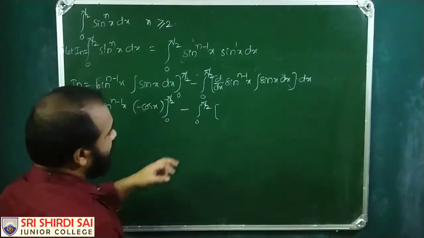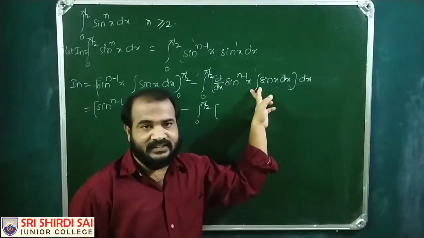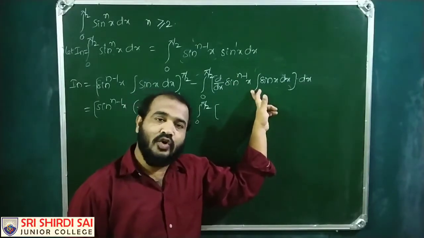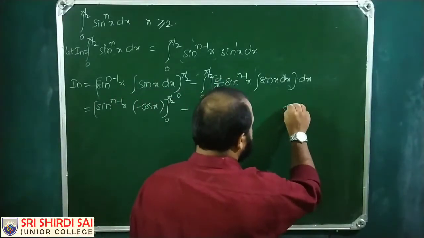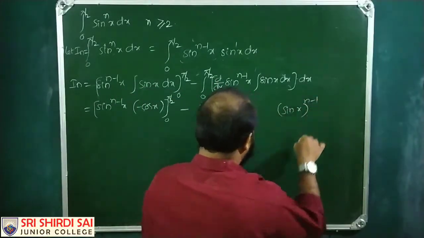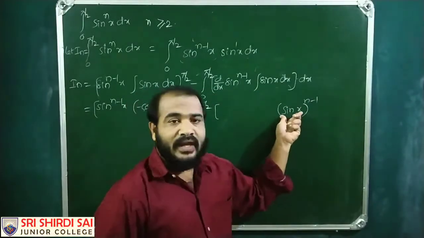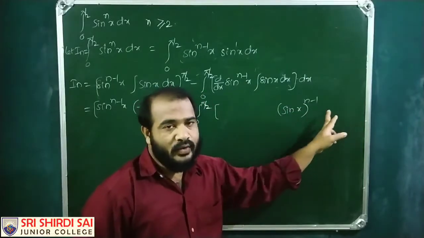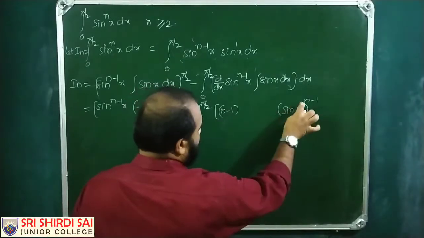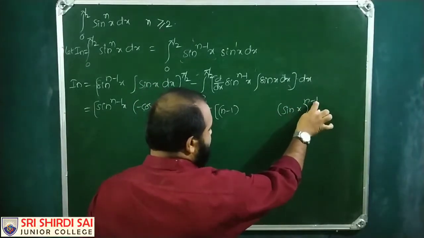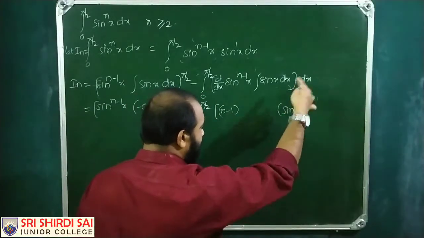So d by dx of sin power n minus 1 x. We know the formula for d by dx of sin x: d by dx of sin x is cos x. So this is d by dx of sin x whole power n minus 1. Let us take sin x to be x, so x power n minus 1. The n minus 1 will come forward, n minus 1 into x power n minus 2, since d by dx of x power n is n into x power n minus 1.